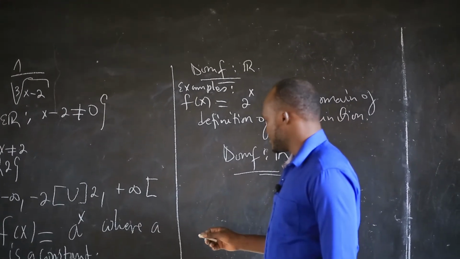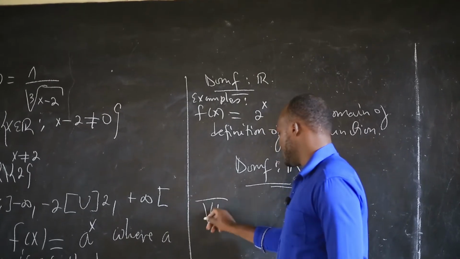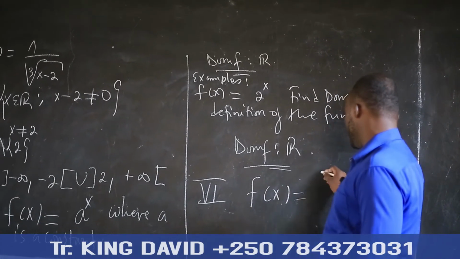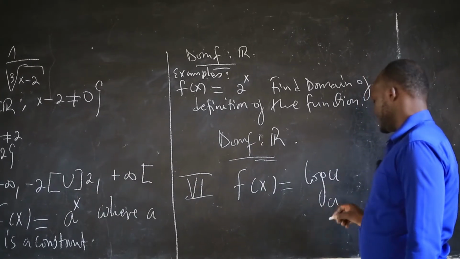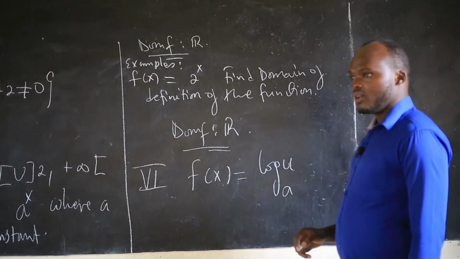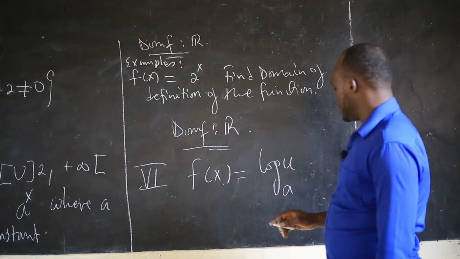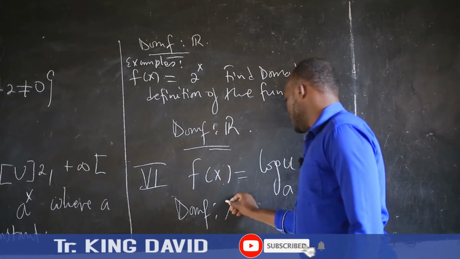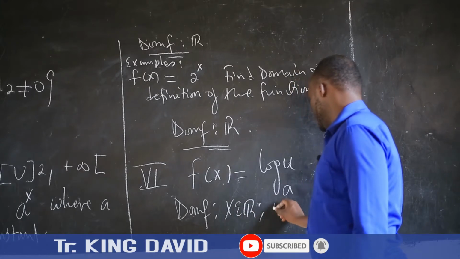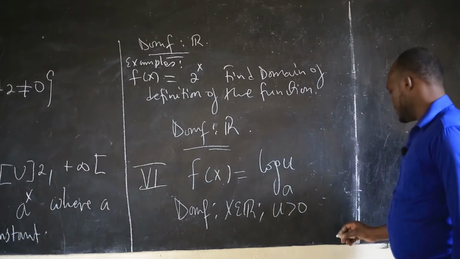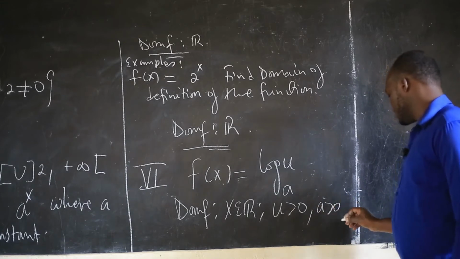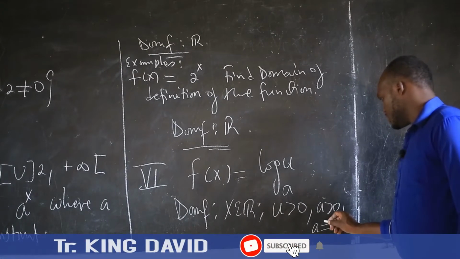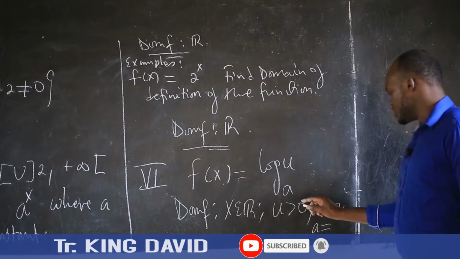Okay, so let's go to logarithmic functions. For a logarithmic function, for example f of x equal to logarithm of u base a, dom f, x is a member of real numbers such that u is greater than 0, a is greater than 0, and also a is different from 1.